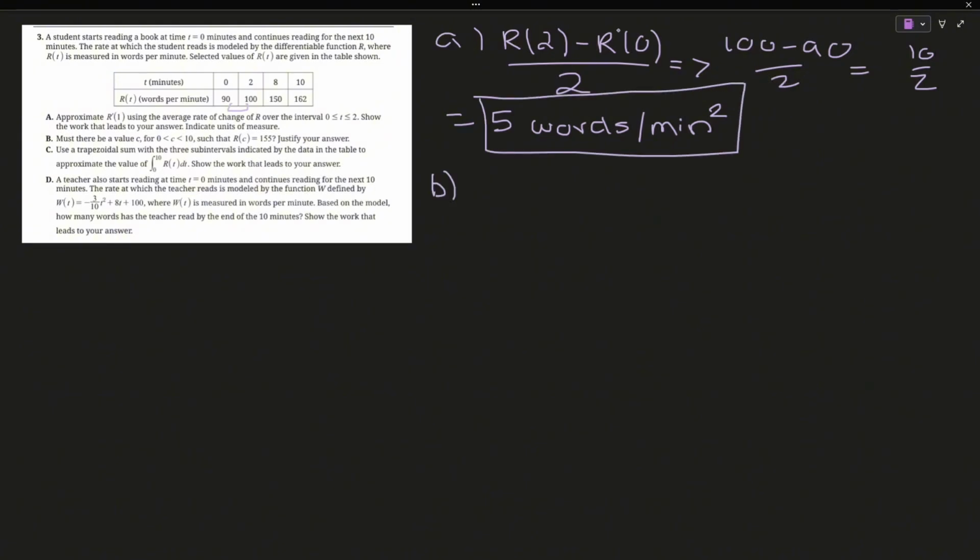B is asking for a c value between 0 and 10 such that r of c is equal to 155. Since it's just asking for a y value, it's testing the Intermediate Value Theorem, or IVT. So c is between 0 and 10, so that falls in between the two values here. And r of t is differentiable, which implies that it's also continuous. So since it's continuous and f of b does not equal f of a, there must exist a value c such that r of c is equal to 155.